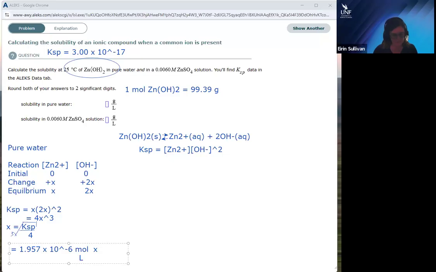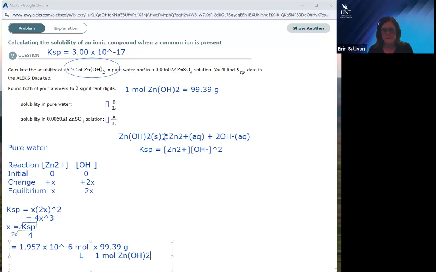So 99.39 grams is the mass of 1 mole of zinc hydroxide. So then that will shake out to be, as the moles cancel out, grams per liter. Now I get, skipping ahead, 1.945 times 10 to the power of minus 4 grams per liter. Okay, and we were asked for two significant digits, so honestly I can just write 1.95 times 10 to the minus 4 grams per liter.